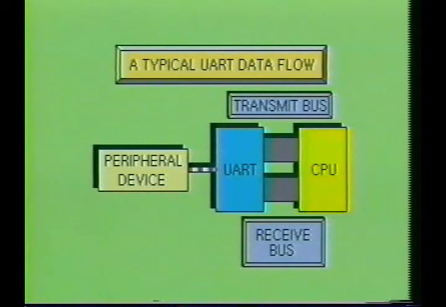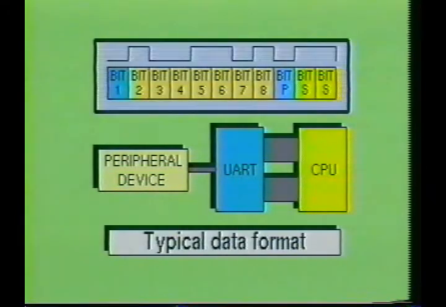As you can see, the universal asynchronous receiver transmitter integrated circuit communicates in parallel with the CPU and outputs or inputs data in serial form to the connected peripheral device. This classifies the UART as a serial I/O device, since the data is handled in serial form to and from the peripheral device. Here you see the typical data format for a UART device.